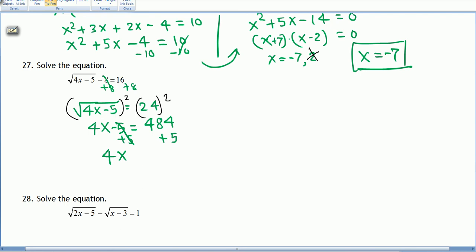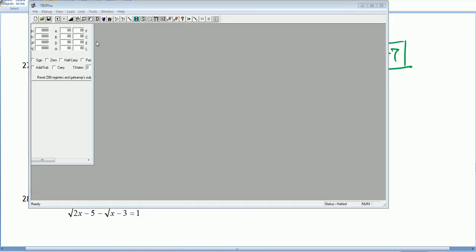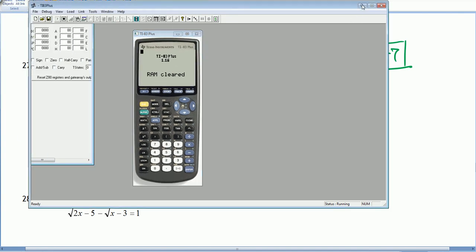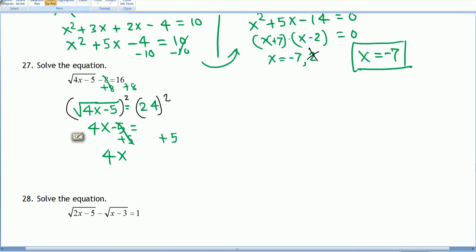Okay, 24 square is, I don't know, 24 square is, so 24 square, 576. Okay, 576. Anyway, add 5, that is now 24 square plus 5. Okay, add, that will be 581. Now we divide by 4, so x equals 581 over 4. Okay, yeah, that's the final. If we plug this back into the original equation, it will work.